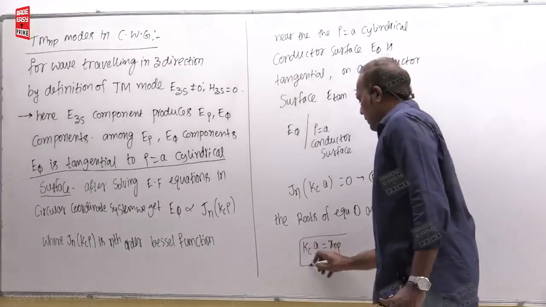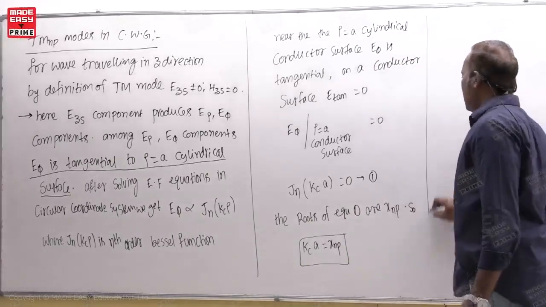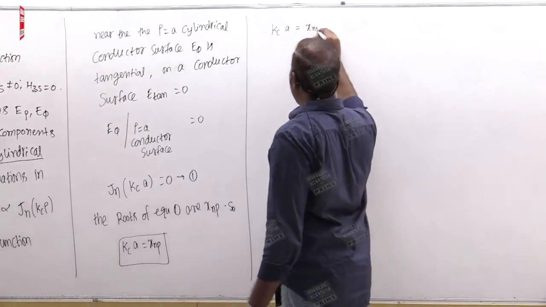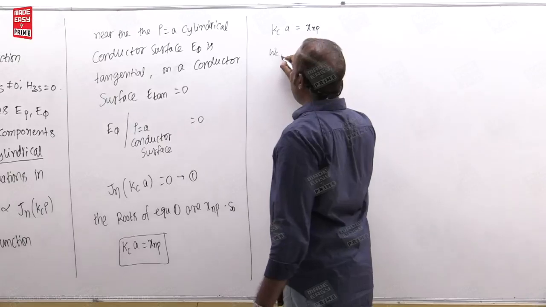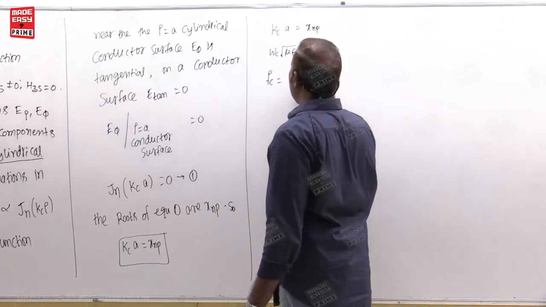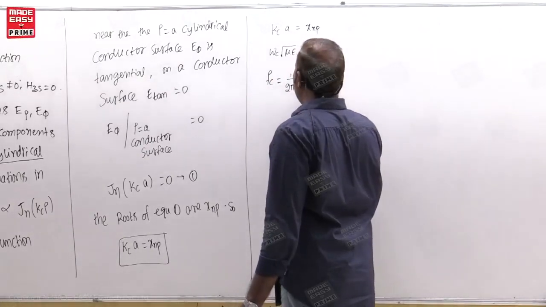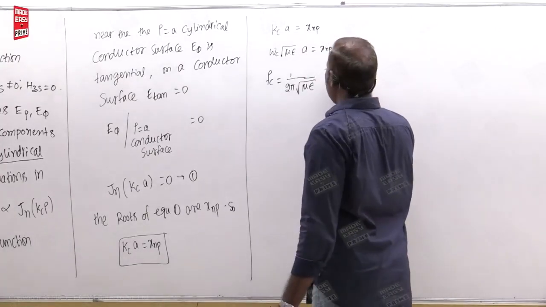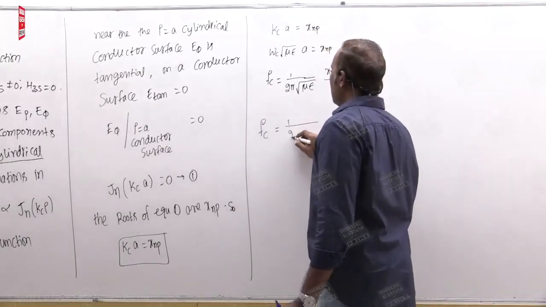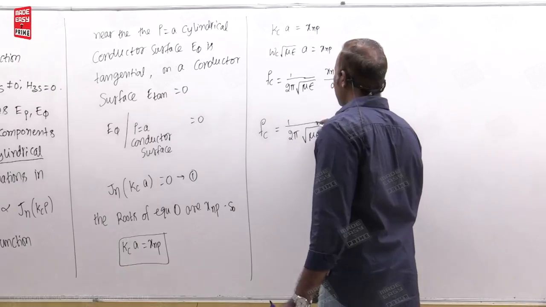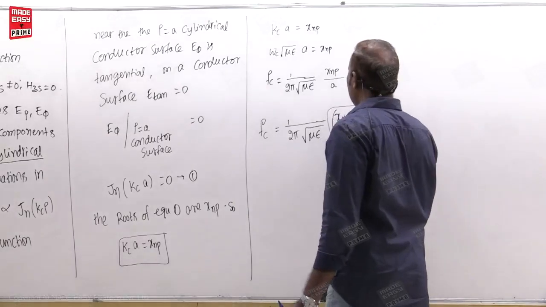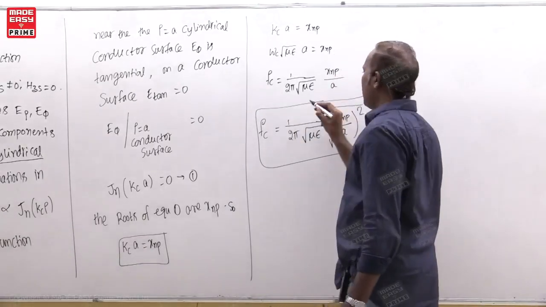So this is the equation, and you can remember it in this way also, in expansion form. Kc into a is equal to x np, where Kc is nothing but omega c root mu epsilon, same as the previous one, and Fc is equal to 1 by 2 pi root mu epsilon into x np divided by a. How do you remember this? It is similar to the rectangular waveguide.